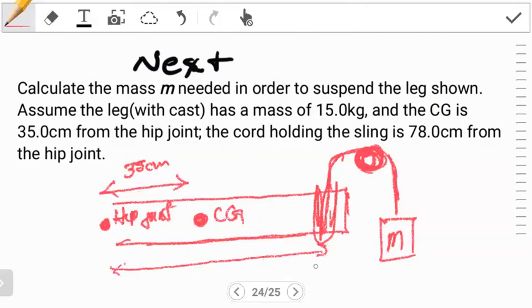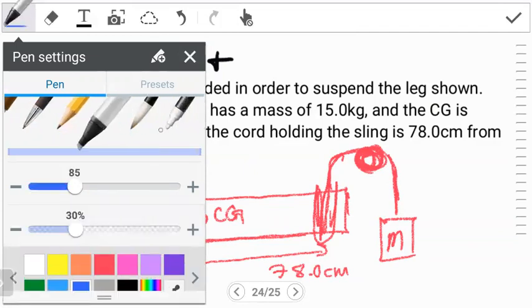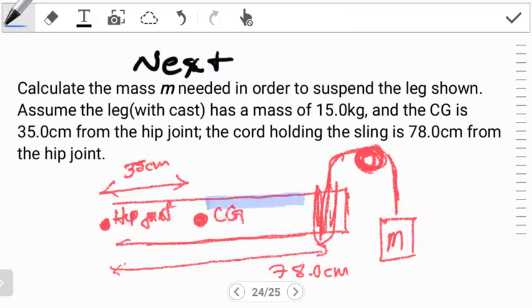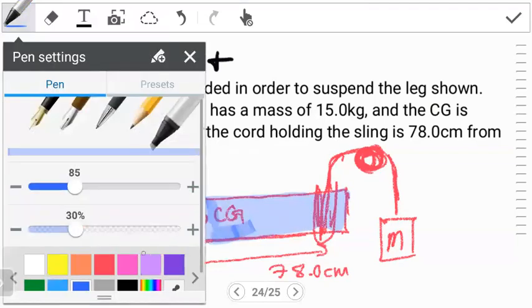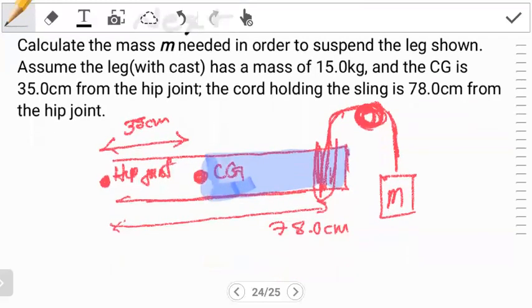So that is somewhere here, and this is 78.0 centimeters. So this leg, of course, has some plaster. Let's color that a little bit. So there's some plaster which is there. Ideally we're saying this part of the leg is covered in plaster, and then we're given the mass of the plaster leg altogether. So that is basically all that you have to take into account when working out this problem. Really, you should be able to see the forces that are acting here.